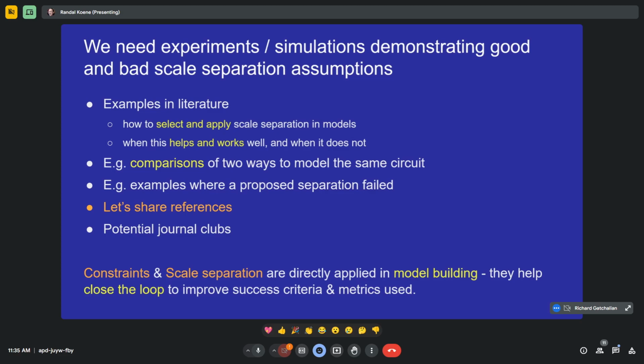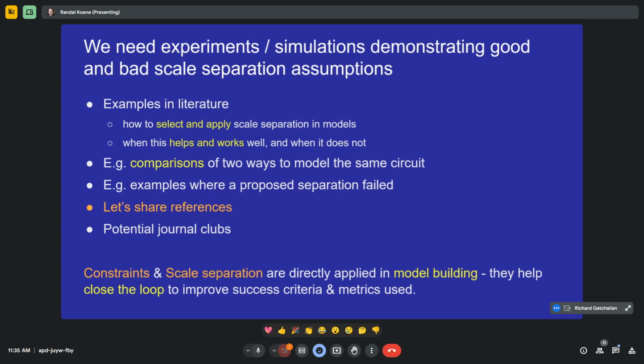My last comment is to remind why I decided to talk about constraints and scale separation as well in a session that was actually about success criteria. I hope that you remember a little bit about the last session. The constraints and scale separation are really about model building and the choices that you make at that stage.